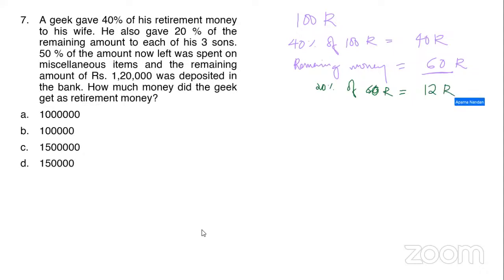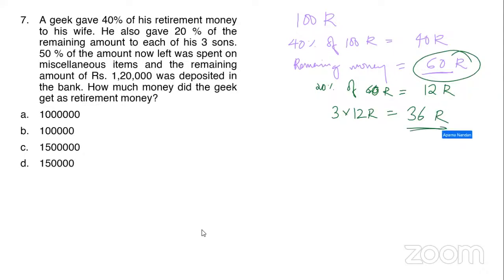And he gave 20% to each of his three sons. So 3 into 12 R will be equal to 36 R. So out of the 60 R, he gave 36 R in total to his three sons.